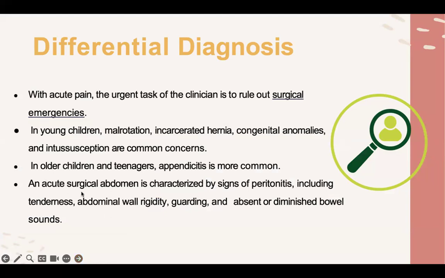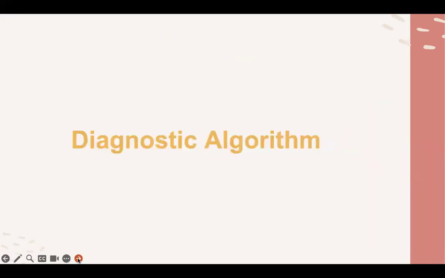In young children, it can be acute onset pain. The surgical emergencies like malrotation, incarcerated hernia, congenital anomalies, and intussusception are more common concerns. In older children and teenagers, appendicitis is more common. Acute surgical abdomen is characterized by signs of peritonitis, including tenderness, abdominal rigidity, guarding, and absent or diminished bowel sounds. So you can differentiate according to the age of the child which warrant surgical emergencies and involve surgical consultation early in the course of the evaluation.